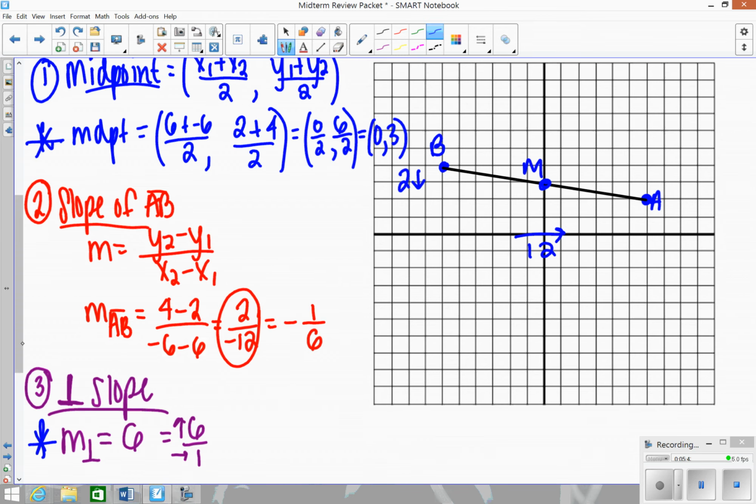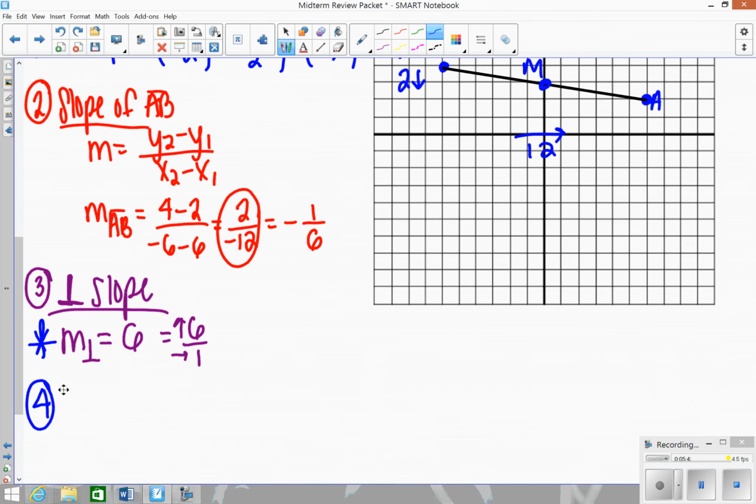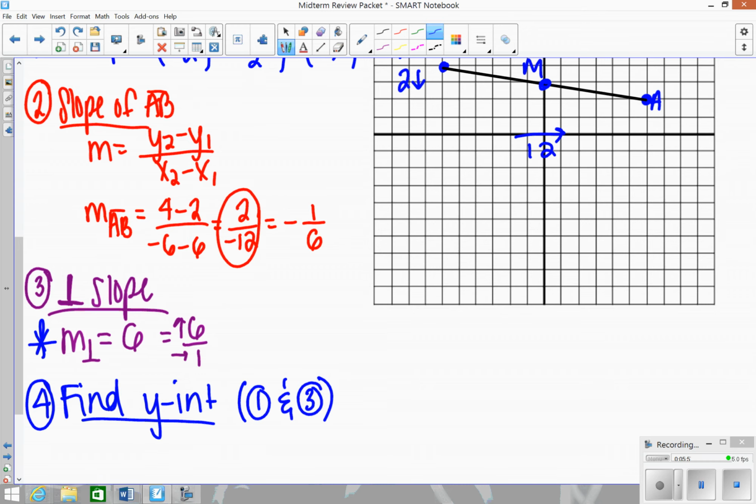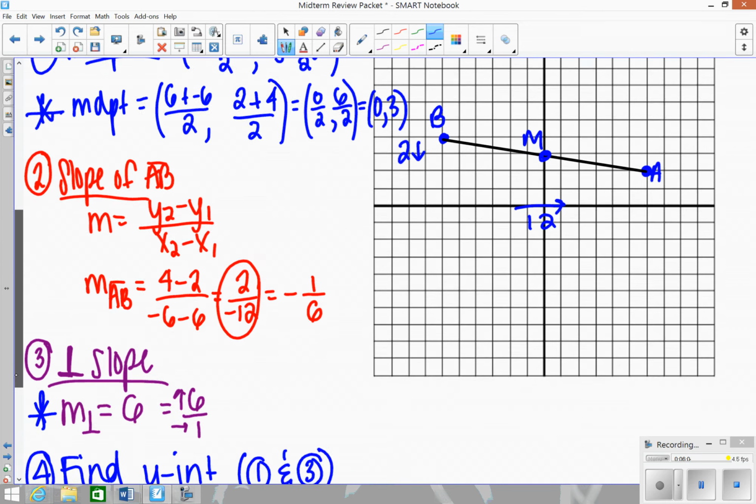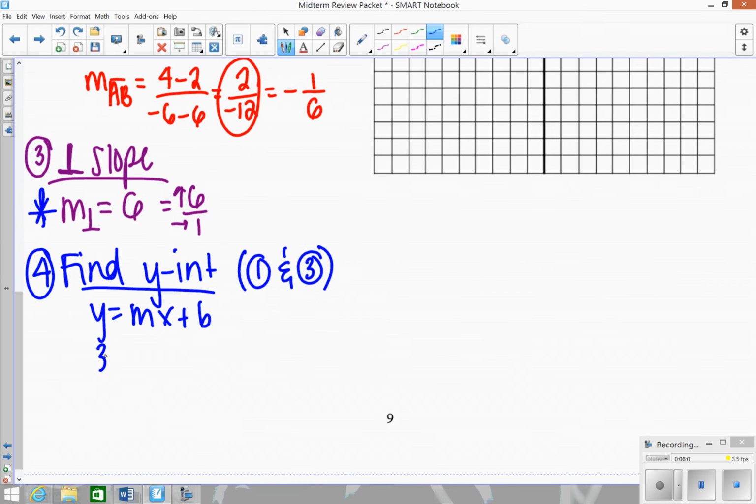So now I'm going to go ahead and plug in and find the y-intercept. So I have to use steps 1 and 3 for this. My answer is from steps 1 and 3. So y equals mx plus b. Make sure that you use the midpoint. So the midpoint is 0, 3. Make sure you use the perpendicular slope, which is 6. And then you're going to solve for b. So 3 equals 0 plus b.